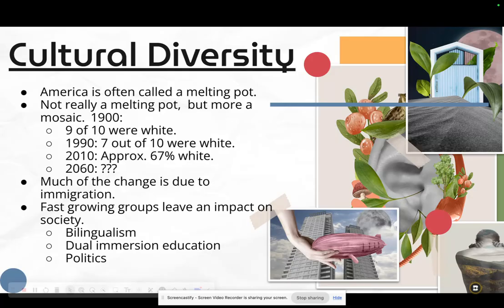There are a number of fast-growing groups in the United States that leave an impact on society. The largest growing racial group by percentage is actually immigrants coming from Asian countries. And obviously we see a large movement of people from Latino and Hispanic countries. We still see a huge number of people coming from Africa and Europe every year. So literally the United States gets a lot of people from other countries, as other countries do.